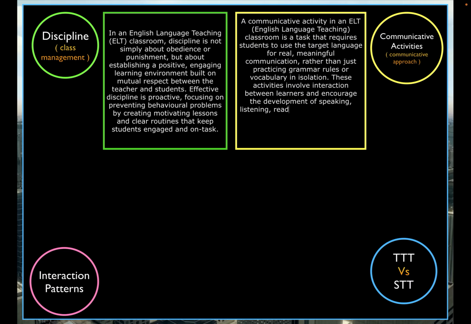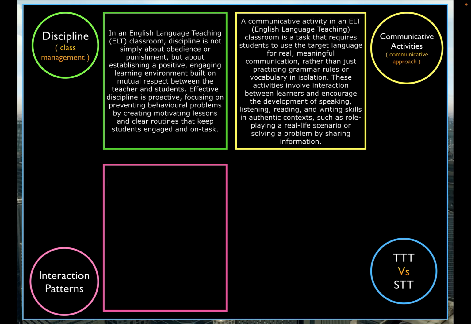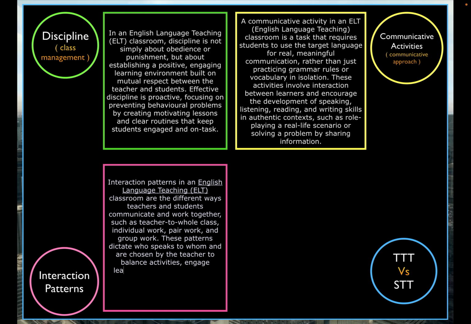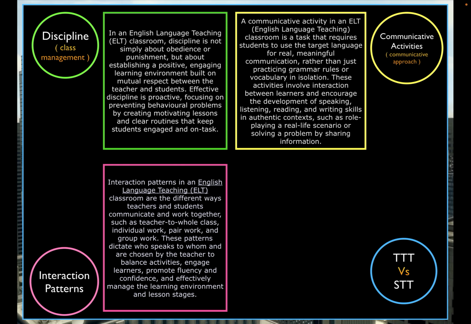Communicative activities. A communicative activity in an ELT English language teaching classroom is a task that requires the students to use the target language for real, meaningful communication rather than just practicing grammar rules or vocabulary in isolation. These activities involve interaction between learners and encourage the development of speaking, listening, reading, and writing skills in authentic contexts such as role playing or real life scenario or solving a problem by sharing information.